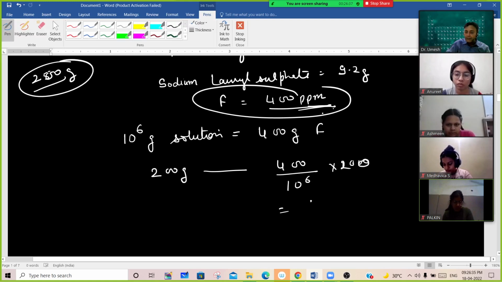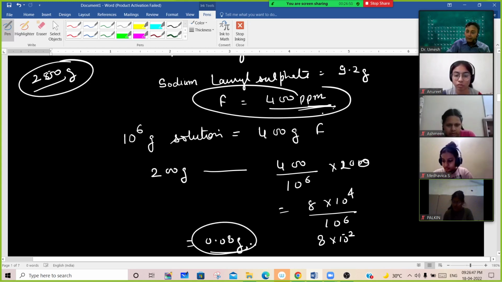200. It means it is equal to 8 into 10 to the power 4 upon 10 to the power 6. It means 8 into 10 to the power minus 2. That means 0.08 grams of the fluorine has been dissolved. Got it now? You got it by calculation? Everyone? Getting this?